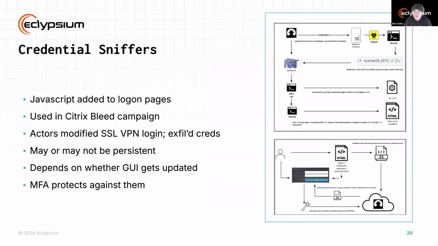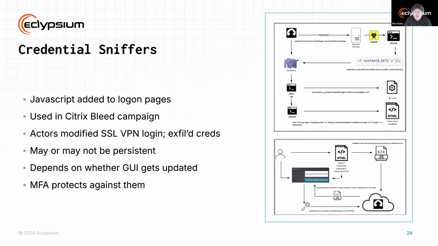Now, credential sniffers are another common vector that we see. This is things like JavaScript being added to login pages so that even though it doesn't look like there's anything changed, collecting those credentials so that they can be retrieved at a later date or being automatically sent to the threat actors. This was actually actively used in the Citrix Bleed campaign, where they modified the pages to collect the credentials and then exfilled the credentials directly from the organization.